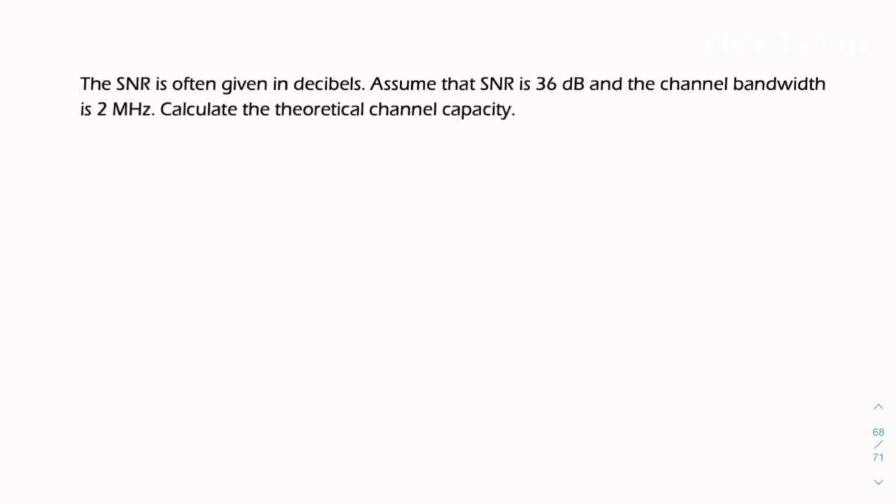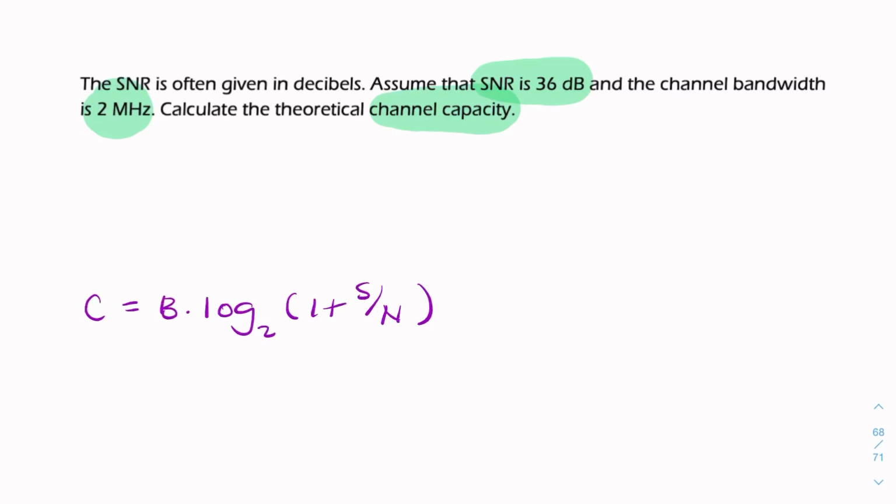Here we're asked to find the channel capacity of a channel with a bandwidth of 2 megahertz and a signal to noise ratio of 36 decibels. So normally we could just use the Shannon-Hartley law and say the channel capacity is the product of the bandwidth times log to the base 2 of the signal to noise ratio, because we have the bandwidth given in the question.